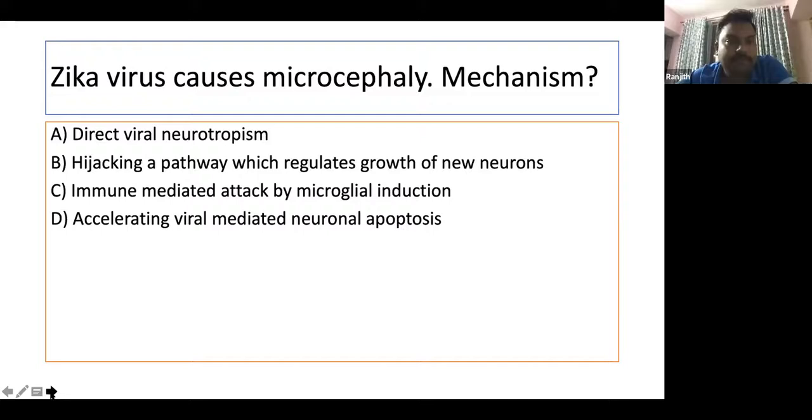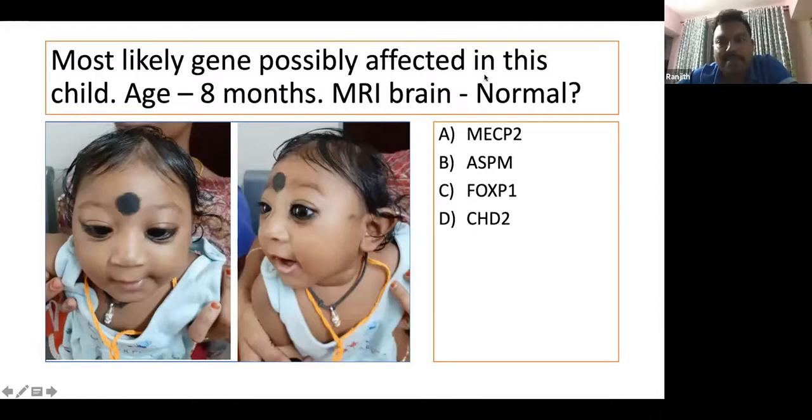So what is the most likely gene affected in this child? Age is 8 months. MRI brain is normal. So it's a primary microcephaly. It is unlikely to be MECP2 because it's an 8-month-old baby. So the answer is ASPM, which is one of the common causes of primary microcephaly gene in India.